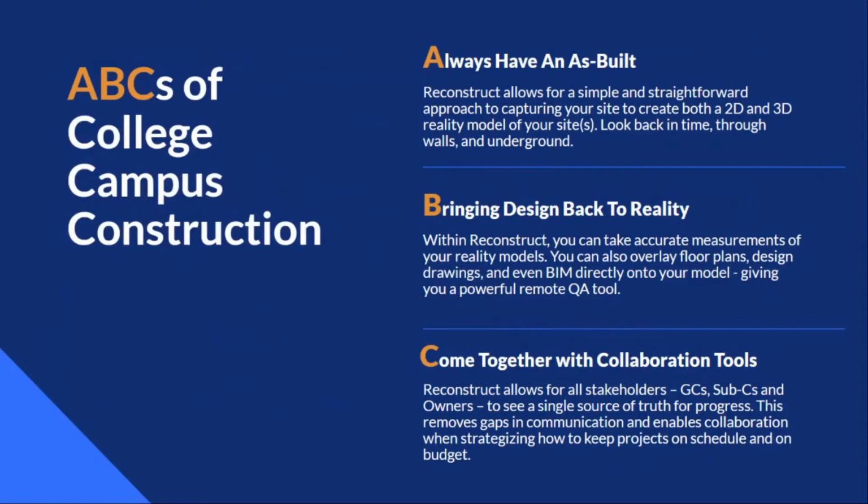For B, we bring design back to reality. And what that means is you have these real life captures, this real life representation of what's going on your site, the actual work that's being done, where things are being placed. It's a great QA tool to then take that reality and directly compare it to your floor plans, your design drawings, your BIM models. You can incorporate your schedule. There's a lot of ways to now not just verify that the work on site is progressing, but that it's progressing in the way that it's intended to progress.